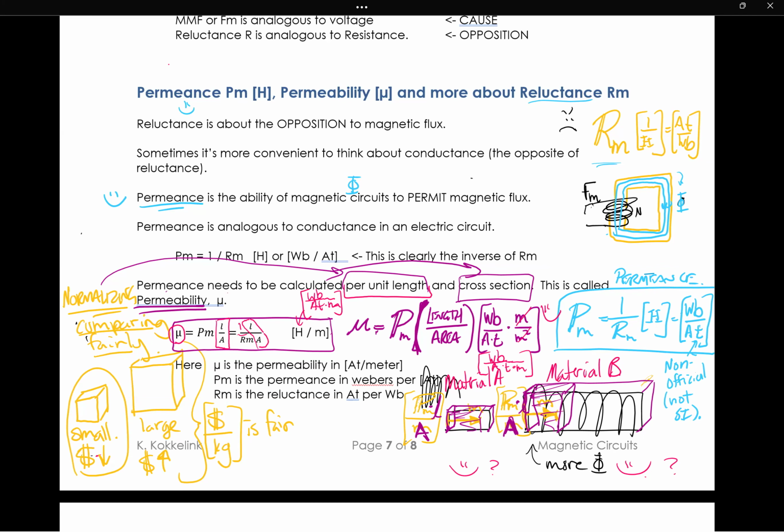So that's what permeability is. And it is now in amp turns per meter, but don't forget that it was multiplied by meter and divided by meter squared.